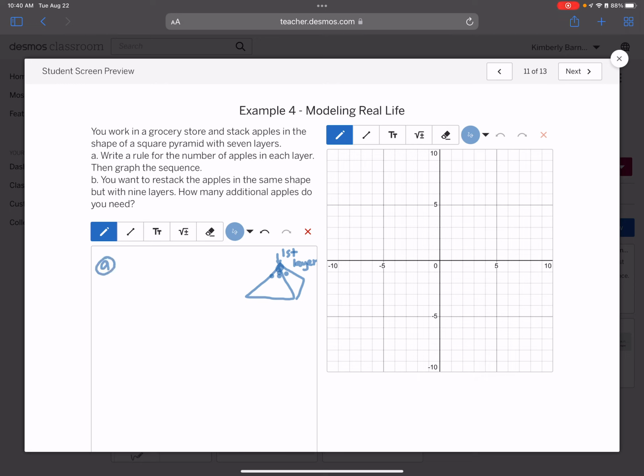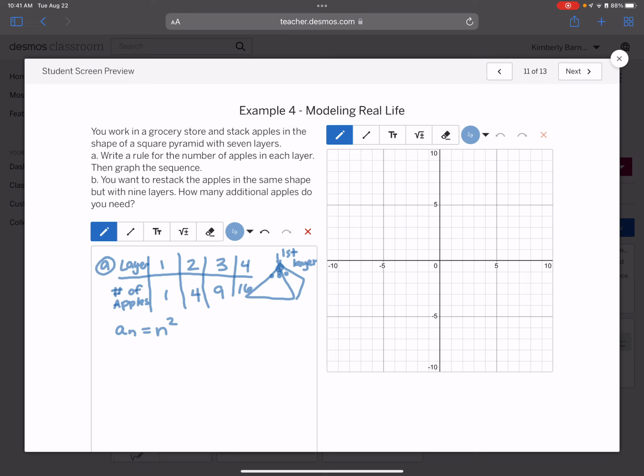To write a rule, I'm going to make a table. So in each layer, number of apples. On my first layer, I have 1 apple. In my second layer, I have a 2 by 2 square, so I have 2 squared, which is 4. Third layer, I have a 3 by 3 square, so that's 9. Fourth layer is 4 by 4, 16. So we can see where this is kind of going. Our rule is going to be a sub n equals n squared.